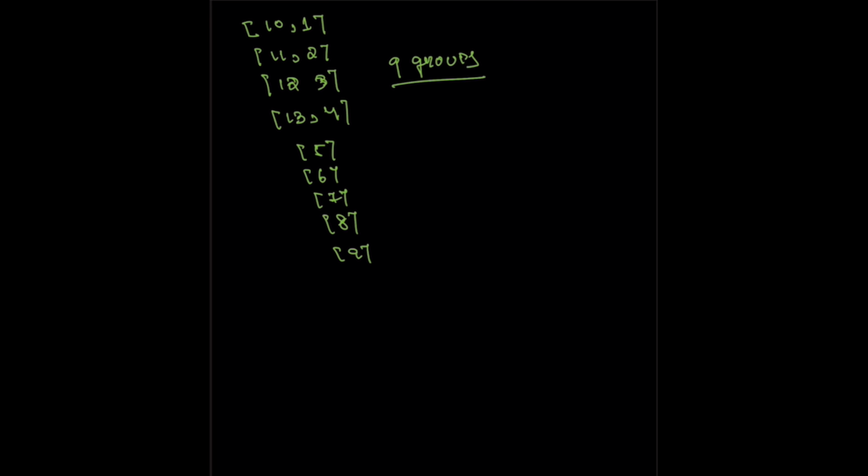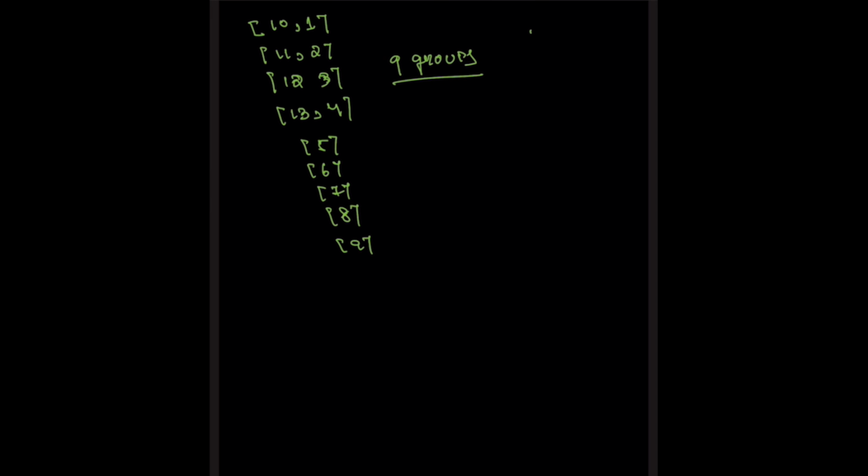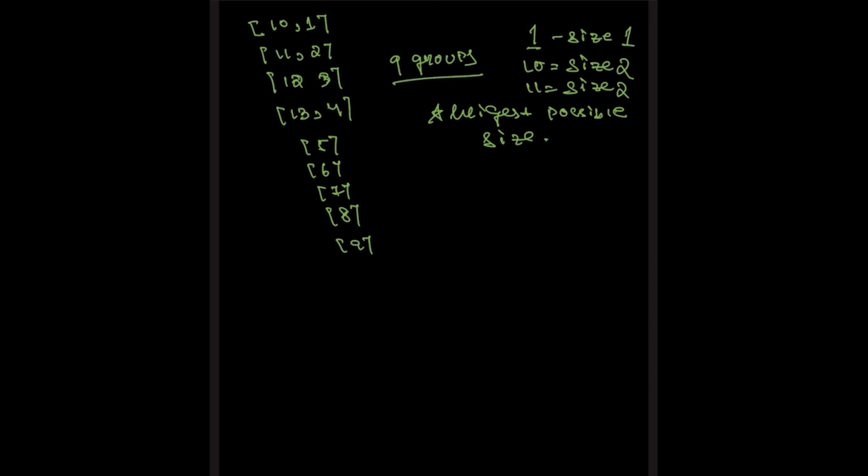What is the question? Among the 9 groups we have to return the largest size. What is size? This is the size of 1, and this is 10, which is of length 2. So we have to calculate the highest possible size. How will we get the highest possible size?